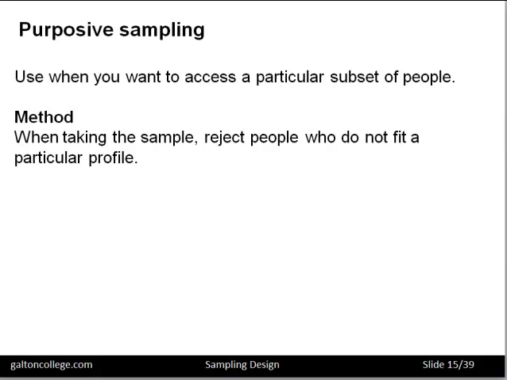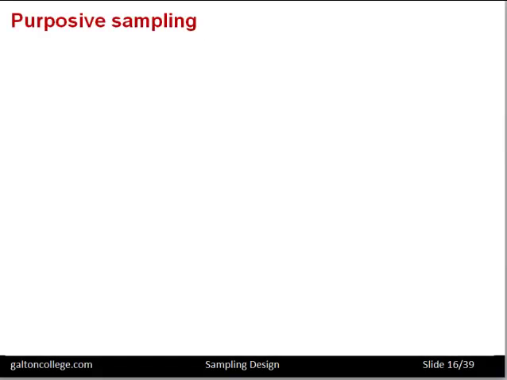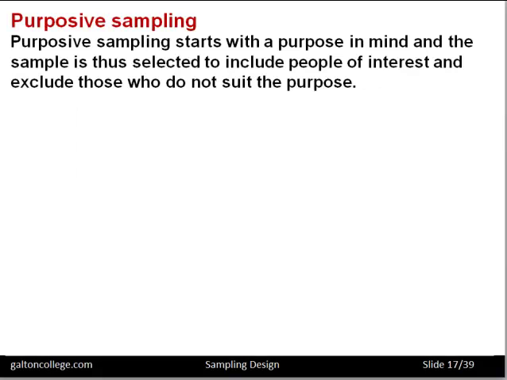If they say yes, then you move to asking some germane questions about the product or whatever it is you're checking. So purposive sampling starts with the purpose in mind, and the sample is selected to include people of interest and to exclude those who are not of interest. So there's a filtering almost immediately with this exercise.